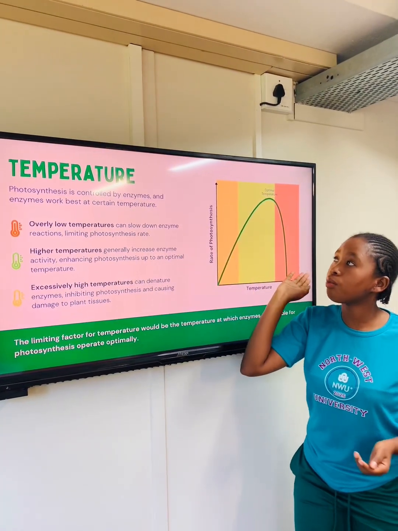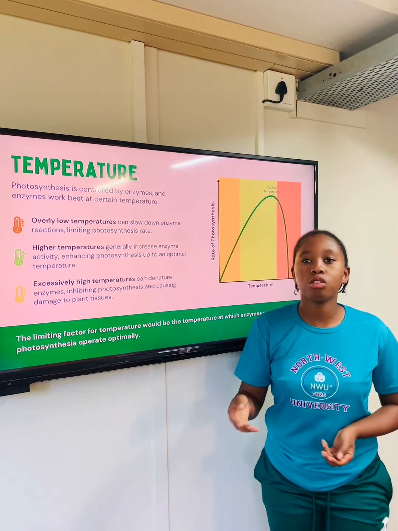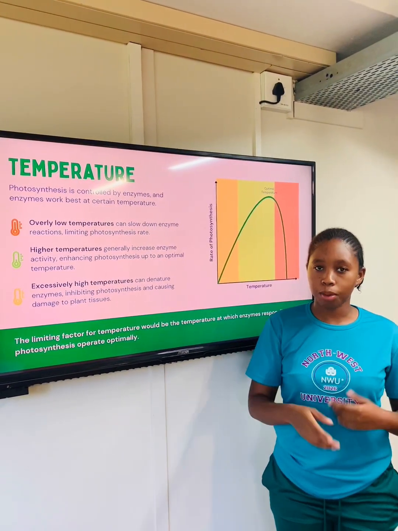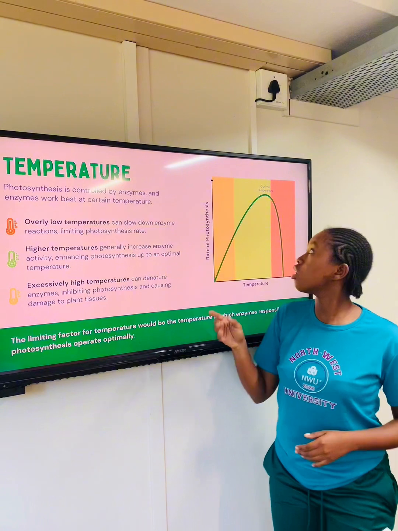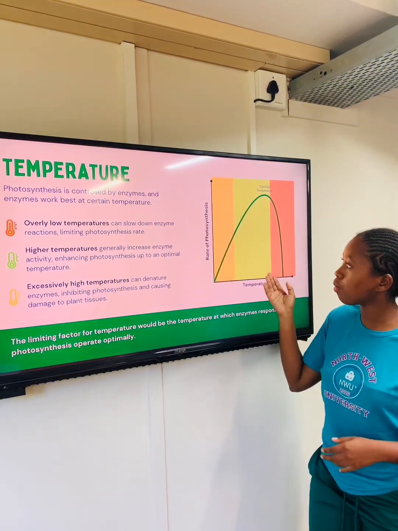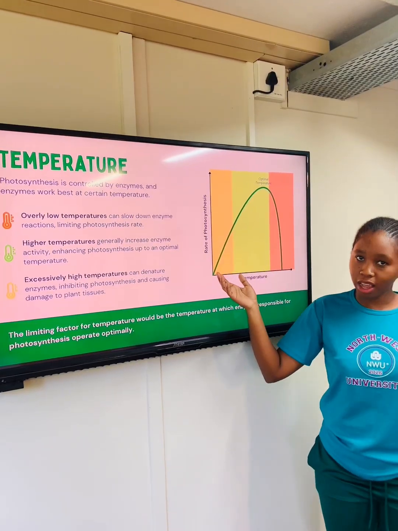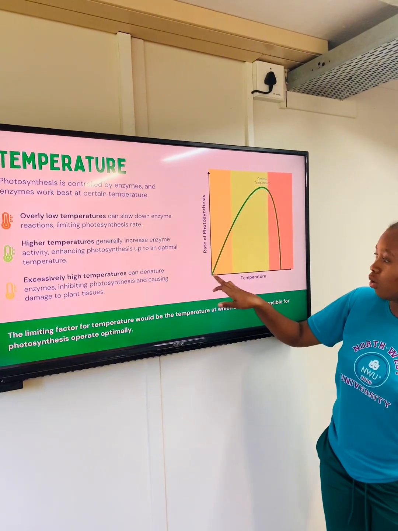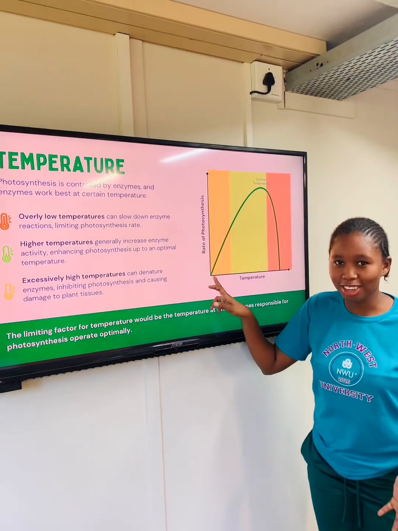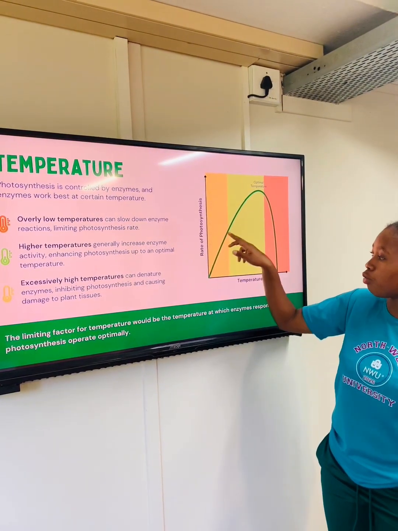And we have temperature. Photosynthesis is controlled by enzymes that work best at a certain temperature, which is 25 degrees Celsius. When the temperature is low, the enzymes slow down. They are inactive, meaning the process of photosynthesis slows.